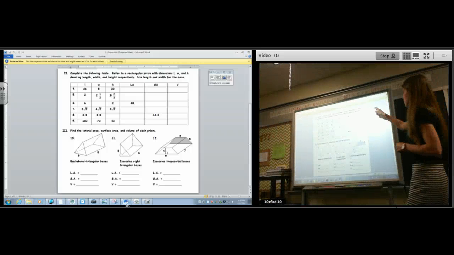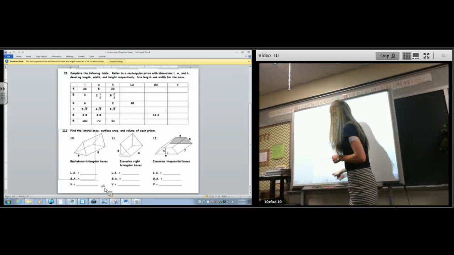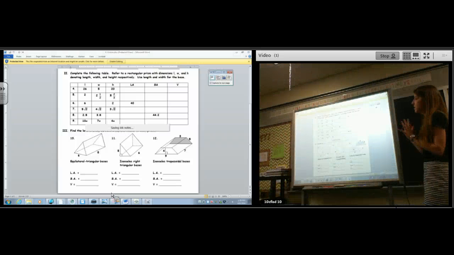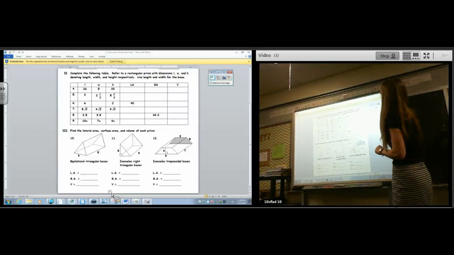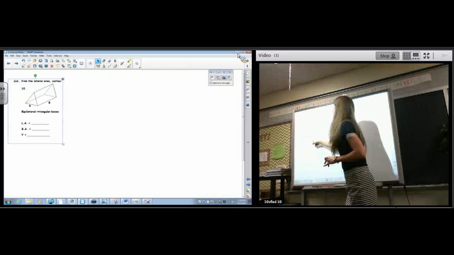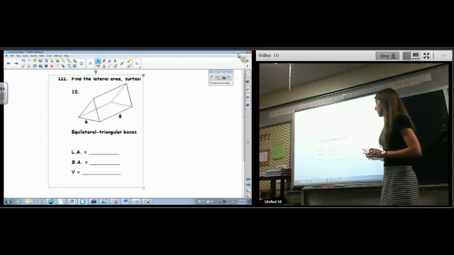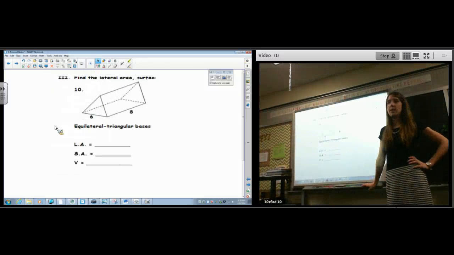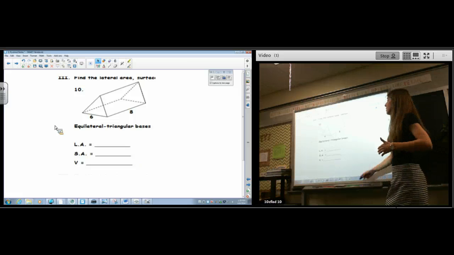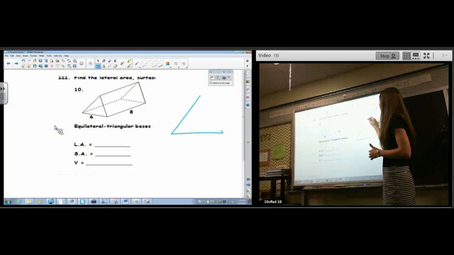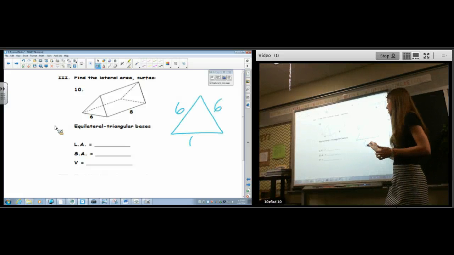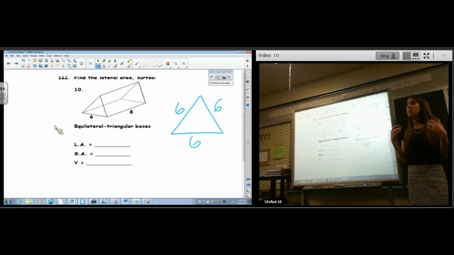with number 10. Now, what I recommend is when you are dealing with prisms, I would look at the base only. You can even draw it separately if you want. So what is the base of this prism? What is it? 6. It's an equilateral triangle. So you could go off to the side and you could draw an equilateral triangle facing you.